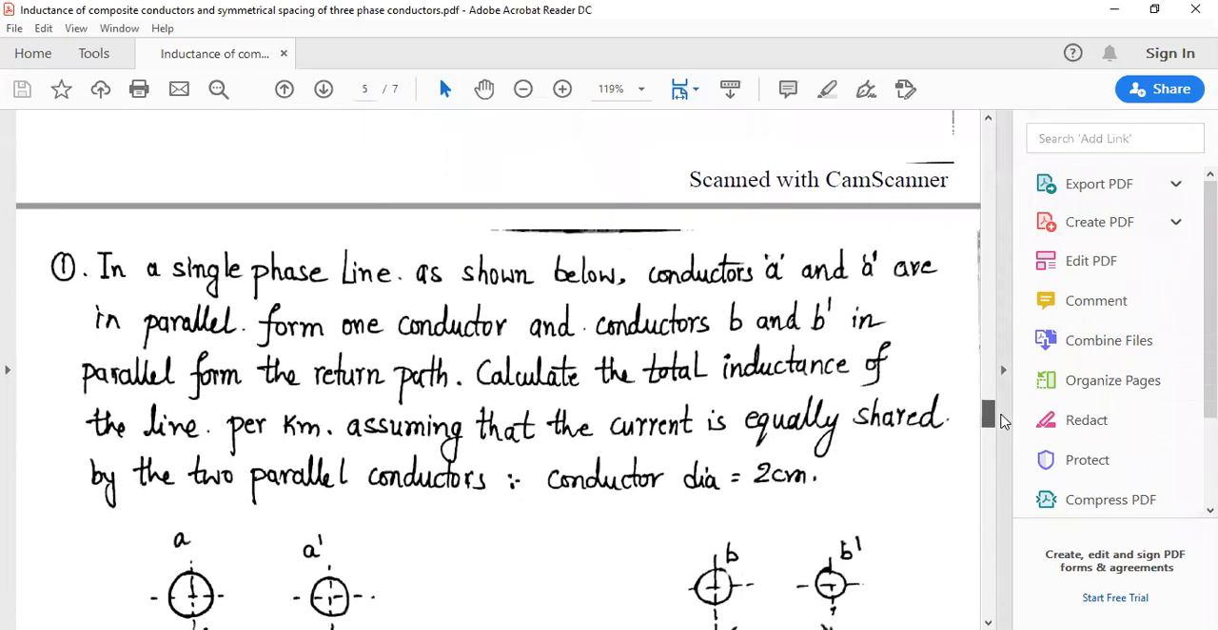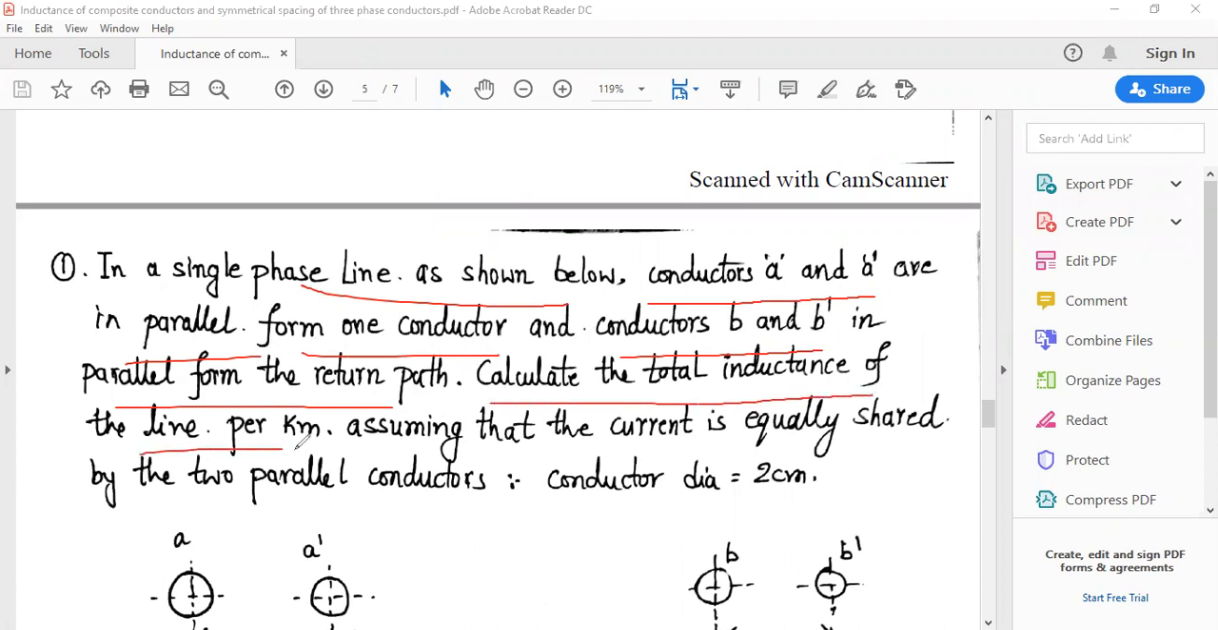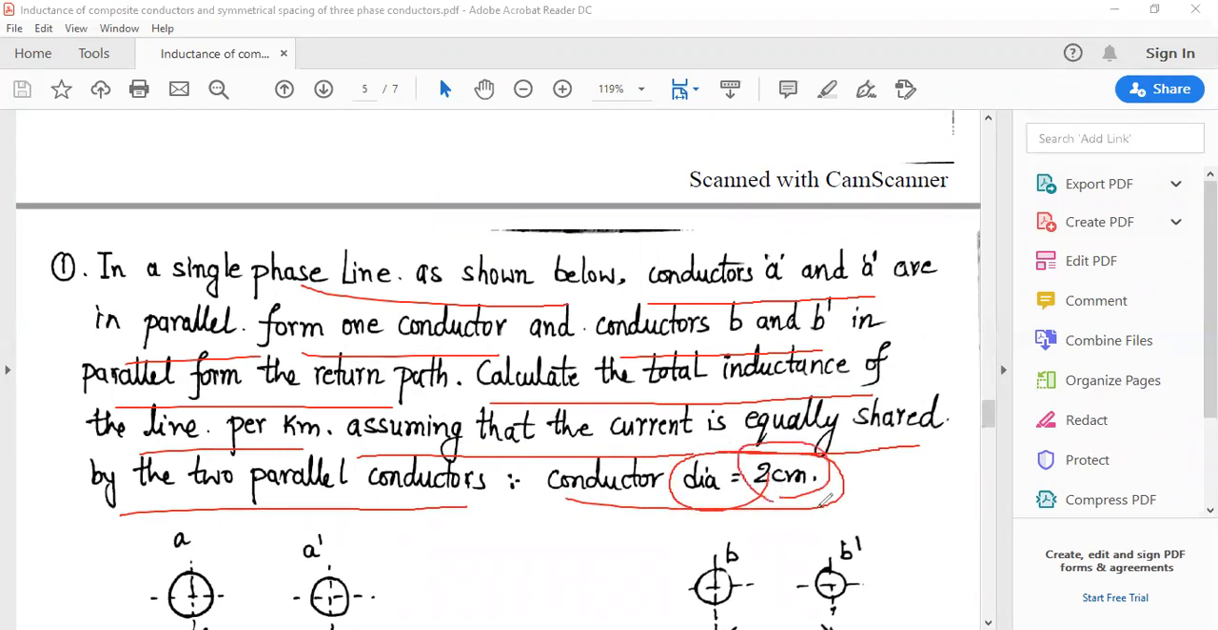So you can solve a problem based on that. If you can read it: in a single phase line as shown below, conductors A and A dash are in parallel to form one conductor, and conductors B and B dash are in parallel, which forms the return path. Calculate the total inductance of the line per kilometer, assuming that the current is equally shared between the two parallel conductors and the conductor diameter is 2 centimeter. So 2 centimeter is the conductor diameter, and these are the conductors that are present there.